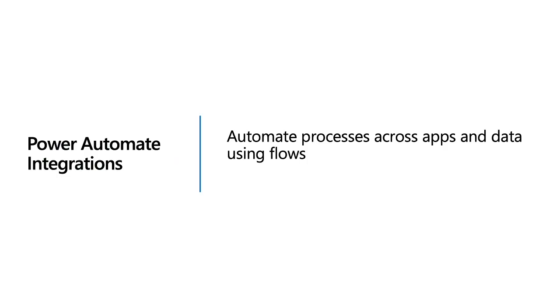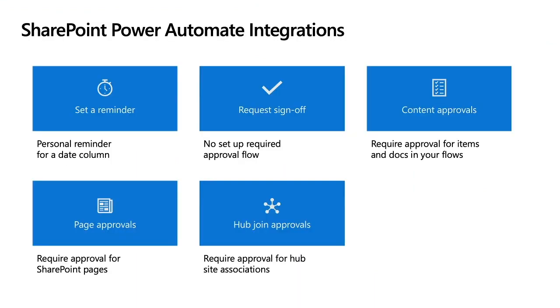So let's look at the Power Automate integrations in SharePoint, mainly for automating processes across apps and data. We have several features with Power Automate in SharePoint. We have out-of-the-box flows that help you create personal reminders for a date column in your list or a library. We also have a very simple approval workflow called request sign-off that any user can use in SharePoint.